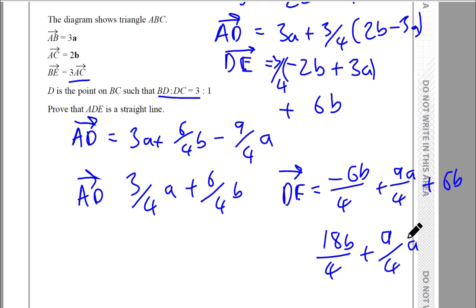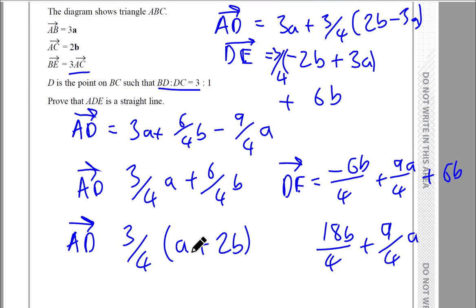Now can we take out an A or B in common from here? But you can see they're multiples of each other, right? That's times 3 for A and times 3 for B. So let's just take the 3/4 out so we can see this. So we've got 3 over 4 A plus 2B for AD.